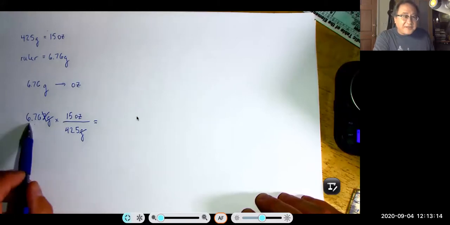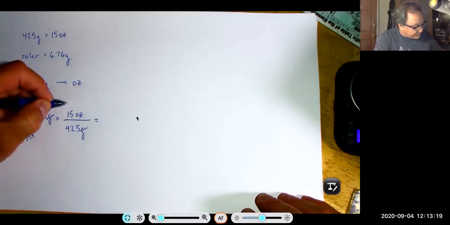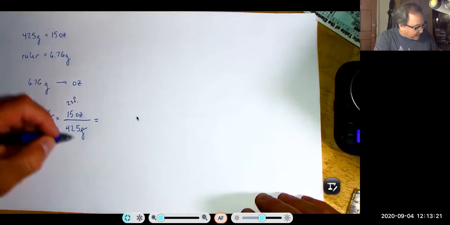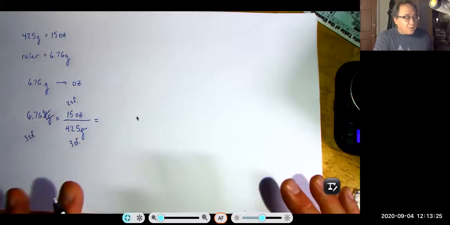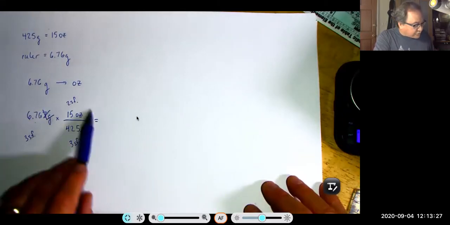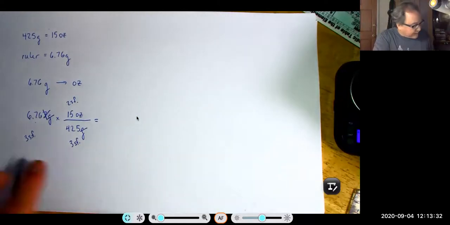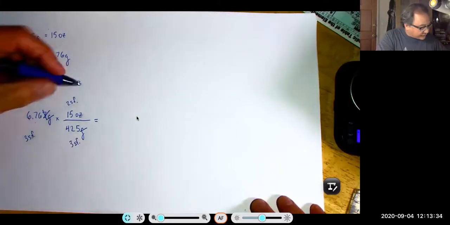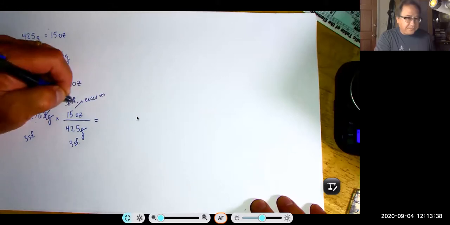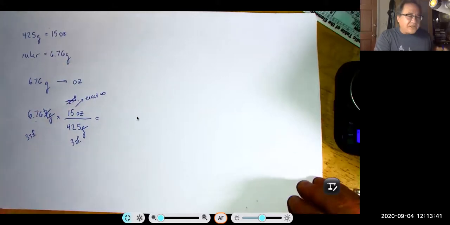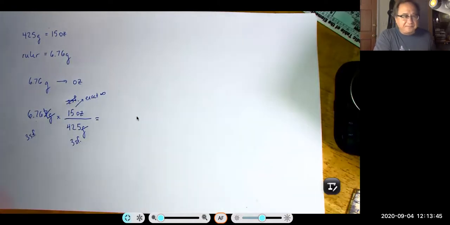Okay, 6.76 grams, which is 3 sig figs. 15 is 2 sig figs. And the 425 is 3 sig figs. Now, in reality, whenever you have something on a box or some sort of conversion given, you have 3 sig figs here, and this is really supposed to be exact, which means infinite sig figs. So whichever of the two numbers has more significant figures, the other one is exact.